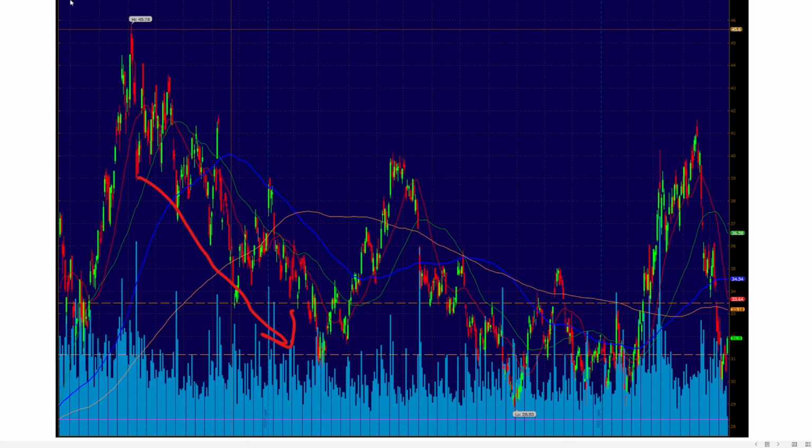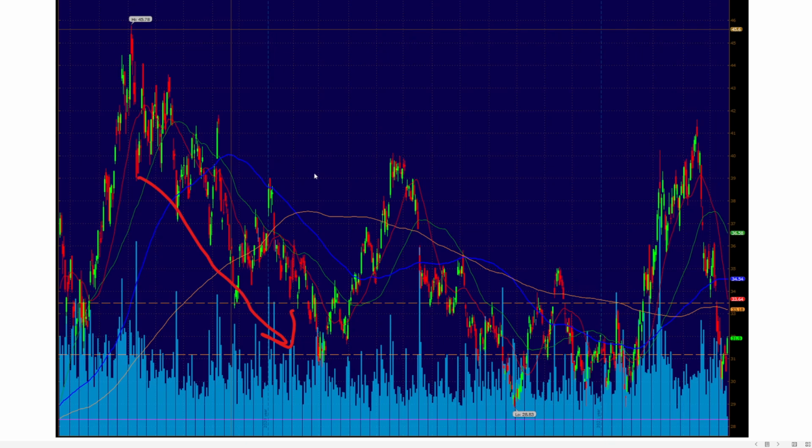So now let's take a look at GDX. We're going to try to look at this downtrend here. Now compared to TLT, there's a lot more volatility in GDX. So potentially if you're a long investor, and you like buying downtrends, you might find better success here.